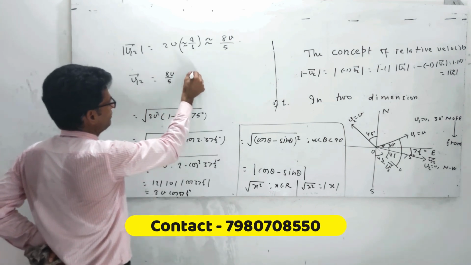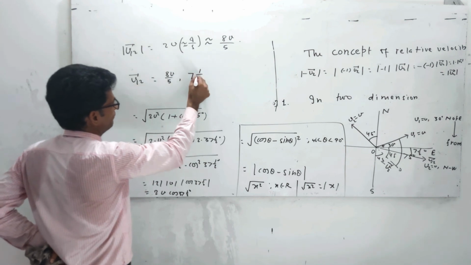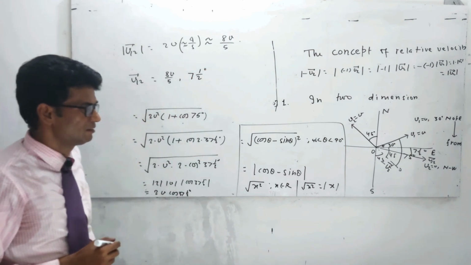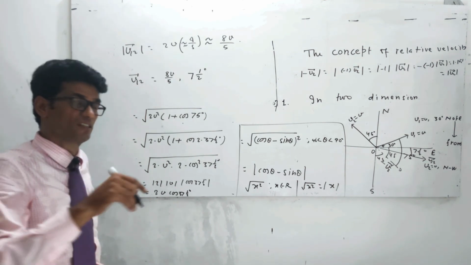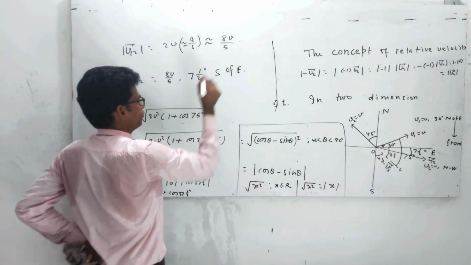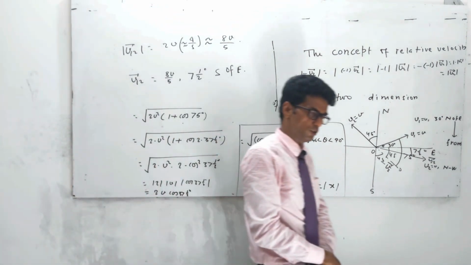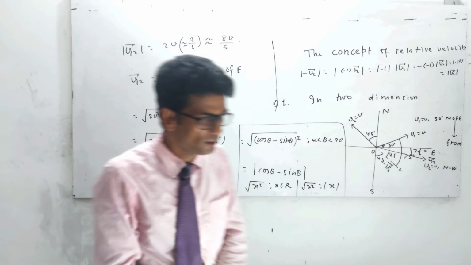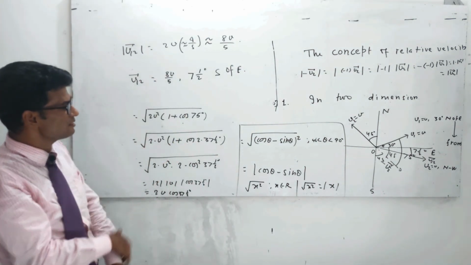Then 7.5 degrees south of east, not east of south. South of east means south from east. So now we have done completely the velocity of 1 with respect to 2, or you may say the relative velocity of 1 with respect to 2. So these are the things here in 2 dimensions.